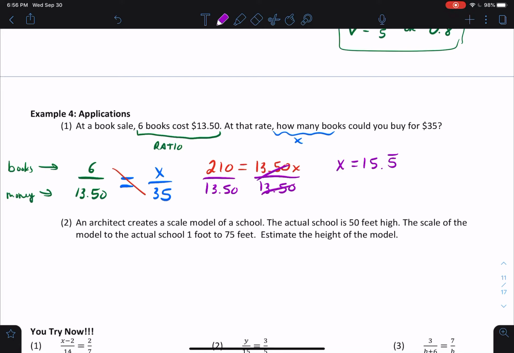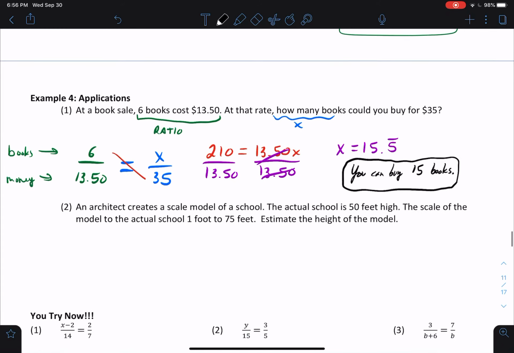You can't buy 0.5 repeating of a book. All right? And you won't have enough money to buy that 16th book. So you have to round this down. You can buy 15 books. All right? Because if I check that, I won't have enough money to buy the 16th book. I'm limited because I only have $35. Okay? So you can buy 15 books.